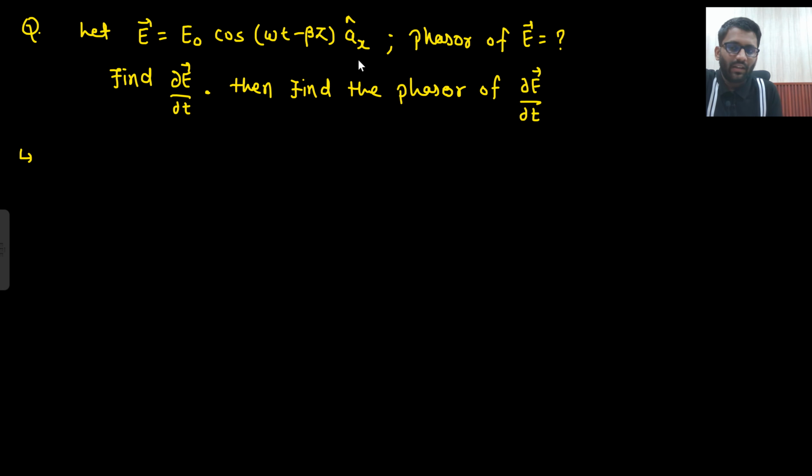So first, the electric field is given, or any vector field is given. A time harmonic vector field is given. You need to find the phasor of E. So what will be the phasor of E? This we have already solved a lot of times. What will be the phasor of E?